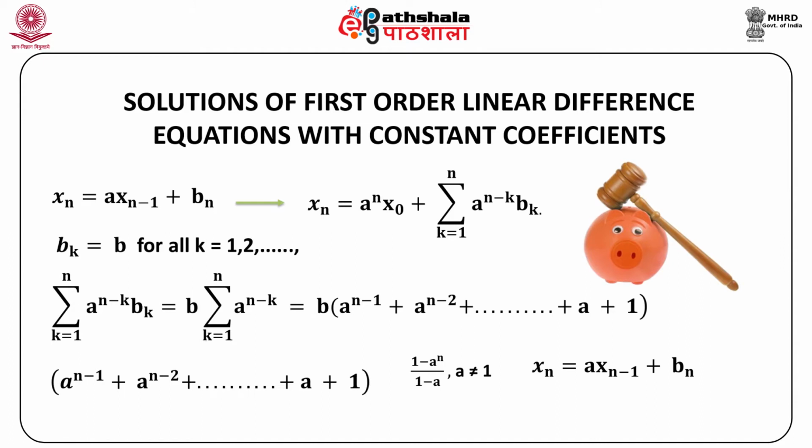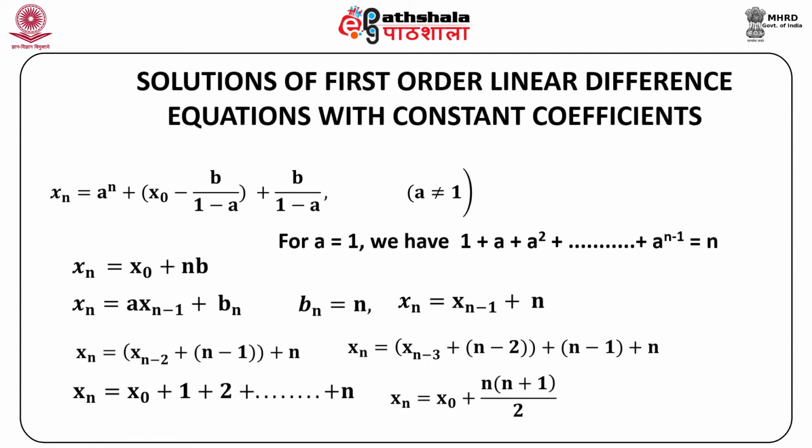Now a^(n-1) + a^(n-2) + ... + a + 1 is a geometric series, and its sum is given by (1 - a^n)/(1 - a) for all a not equal to 1. Thus, for the difference equation xn = a xn-1 + b, the solution is given by xn = a^n (x0 - b/(1 - a)) + b/(1 - a) for a not equal to 1.